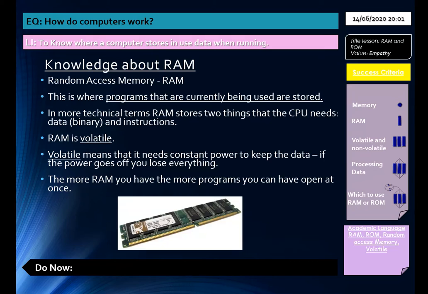It's like playing a game on your mobile phone or something on your tablet, and your tablet turns off or loses power. If you haven't saved what you're working on, you lose it. You lose everything. It's volatile because it's been stored in RAM. The more RAM you have, the more programs you can open at once, which is why it's really important if you are running lots of things at the same time.